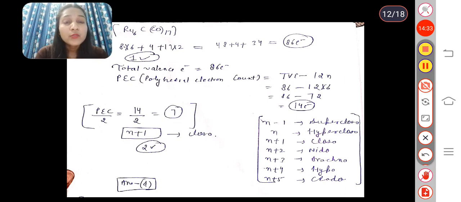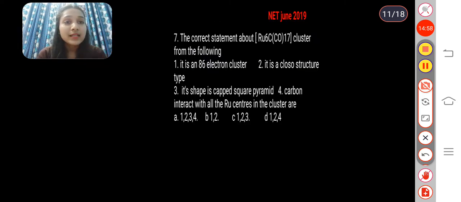For Ru, 1 Ru has valence electrons 8, and here we have 6 Ru. So total is 8 into 6 is 48. For 1 carbon we have 4 valence electrons, so it is 4, plus for 1 CO we have 2. Here we have 17 CO, so 17 into 2 is 34. So total here is 86 electrons. So first option is not correct, it is not an 18 electron species.